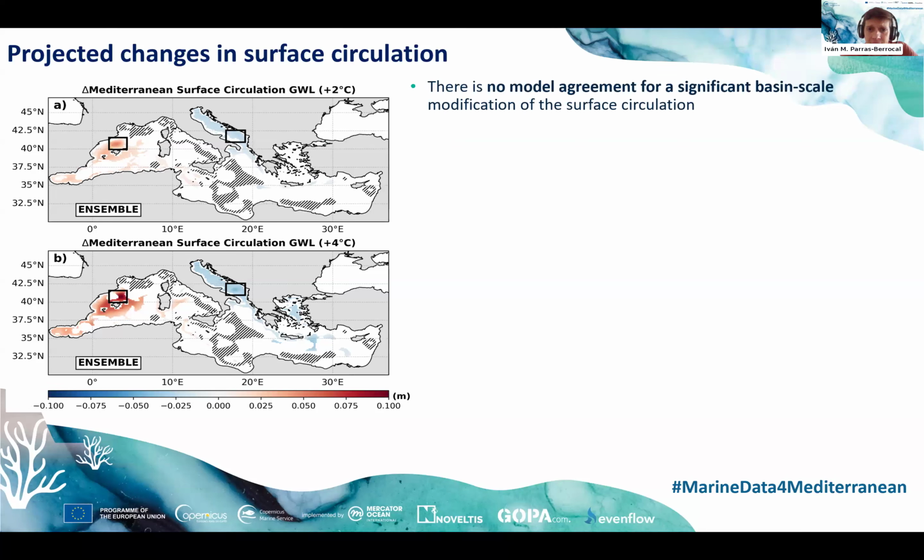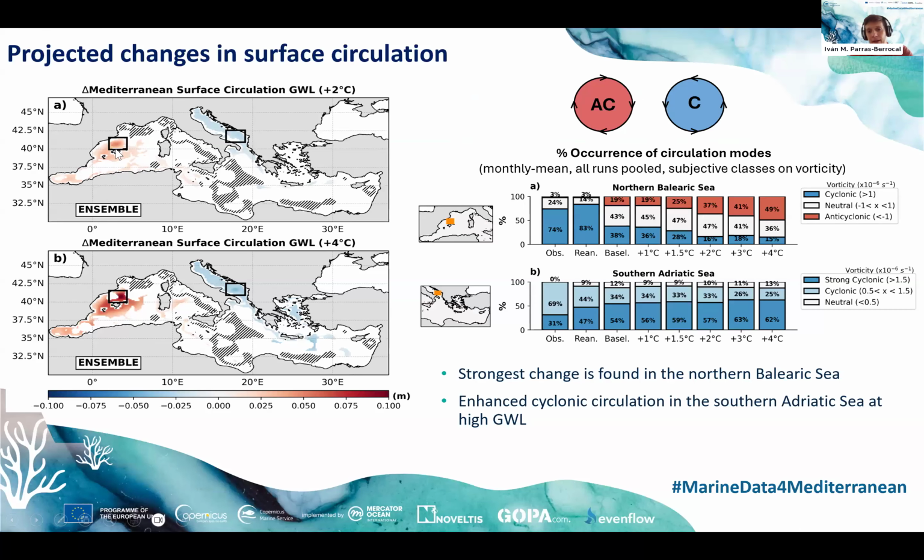So as you can see, at basin average we cannot find strong modifications of surface circulation, but locally we identify two main regions, here in the Northern Balearic Sea with a cyclonic, anticyclonic trend, and also here in the Southern Adriatic.